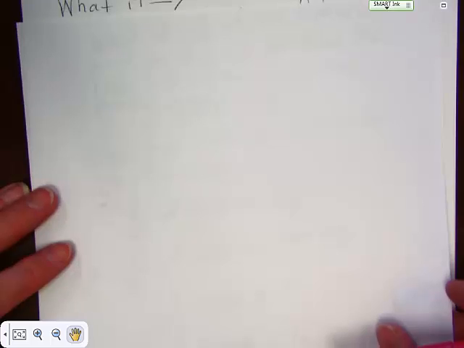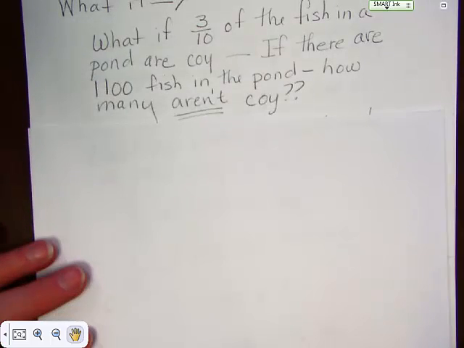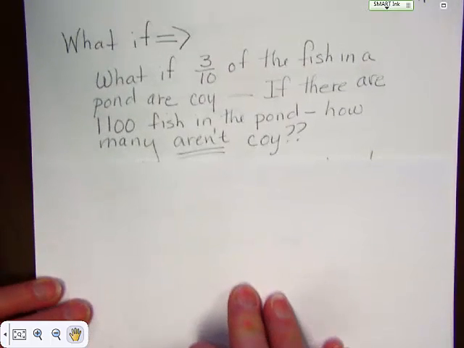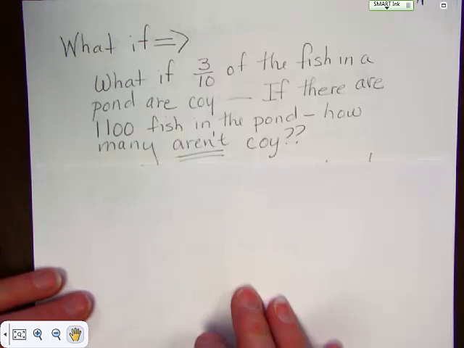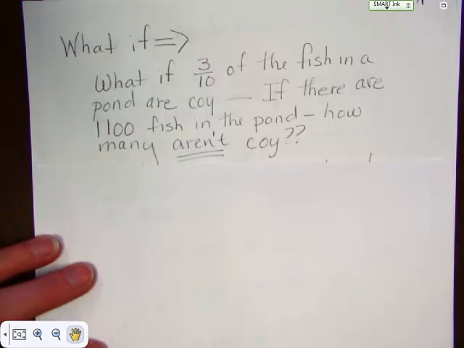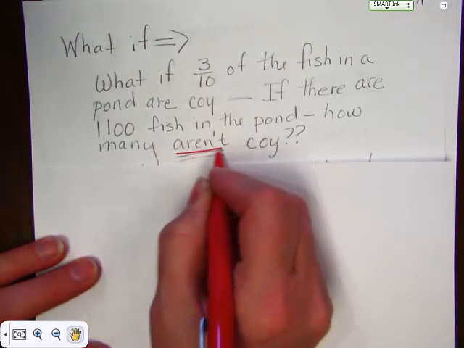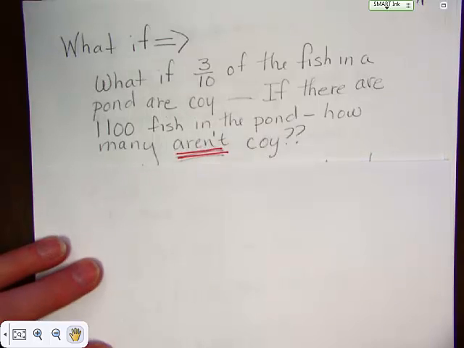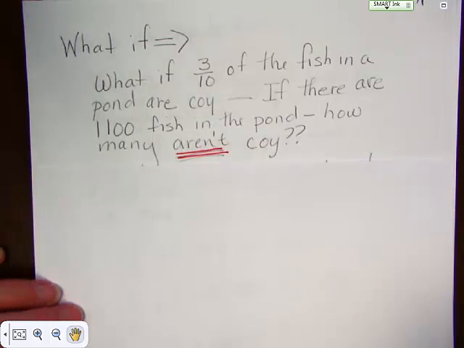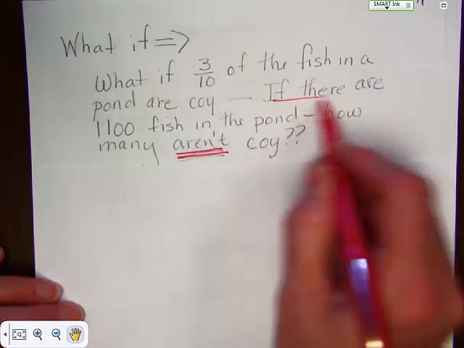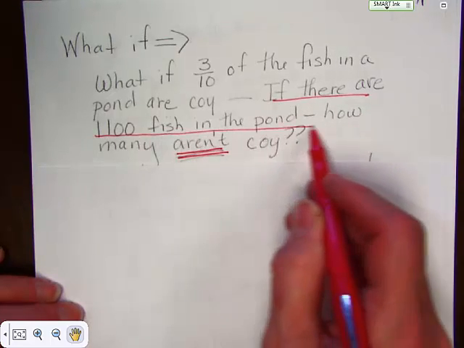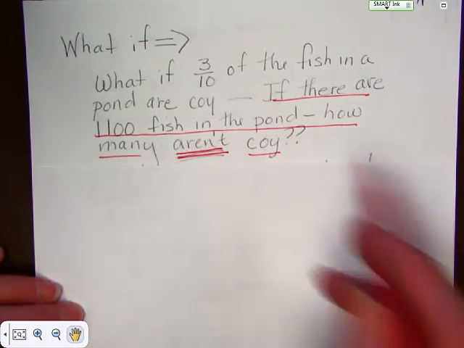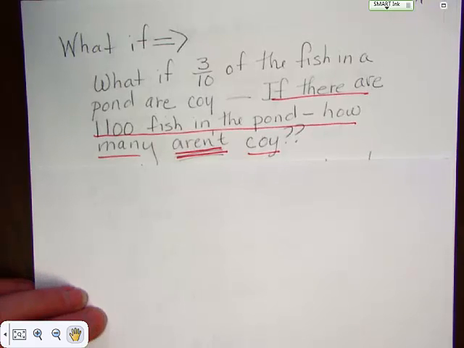So, what if, here's another one, it's a fish story, we like fish stories. What if 3/10 of the fish in a pond are koi, and there are 1,100 fish in the pond? How many aren't koi? A good question right here. Underline it, circle it, dot it, star it, whatever helps. But the question really is, if there are 1,100 fish in a pond, how many are not koi? So that's what you're looking for, how many are not koi.